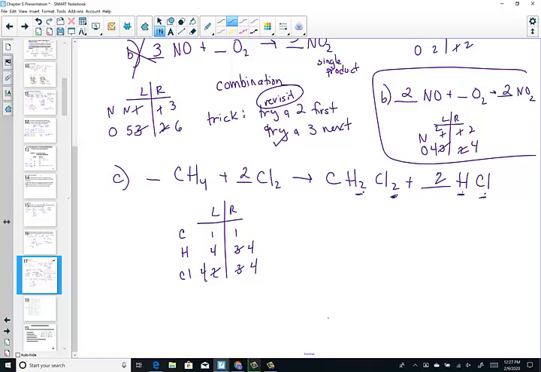1 carbon on each side, check. 2 chlorine times 2, there's 4 Cl's on each side, perfect. And then of course the 4 hydrogens. So here we had a coefficient of 1 molecule of methane, 2 molecules of chlorine, made 1 molecule of dichloromethane, and 2 molecules of HCl. A 1 to 2 to 1 to 2.